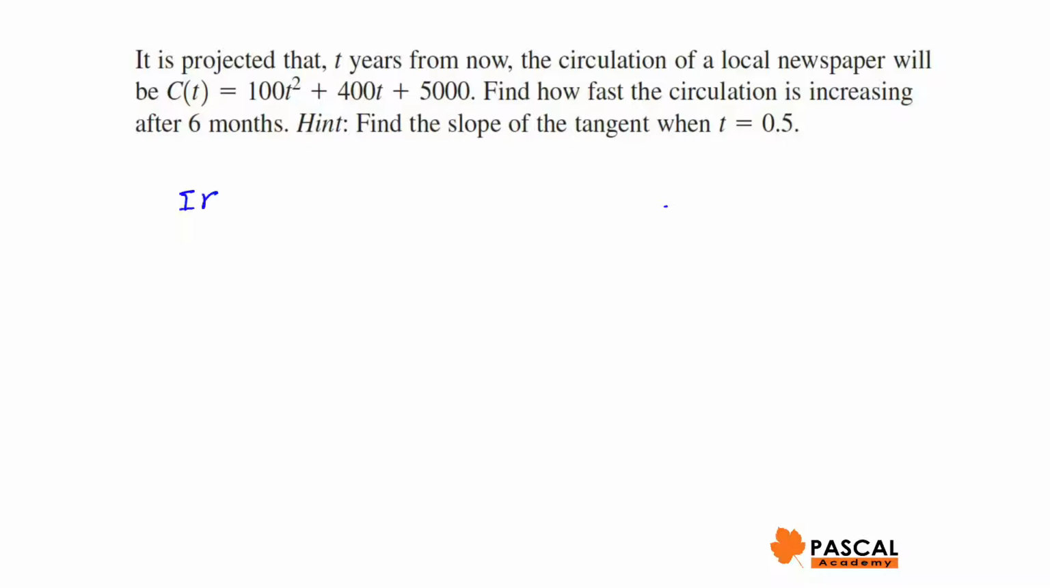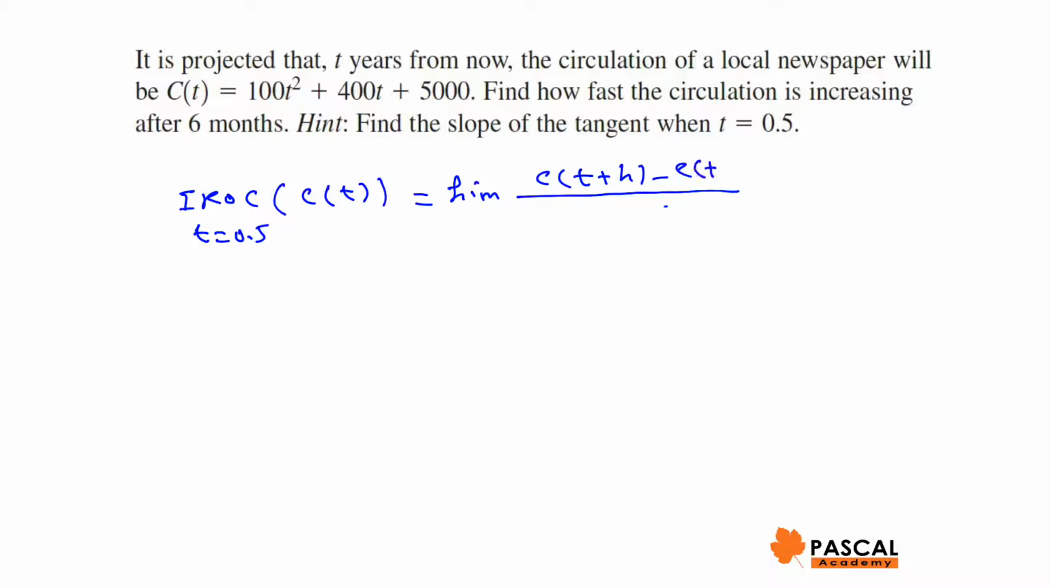The rate of change of C(t) at t equals 0.5 is the limit of C(t plus h) minus C(t), and t is 0.5, so C(0.5 plus h) minus C(0.5), divided by h, as h approaches 0. To find this limit, we simplify the numerator.